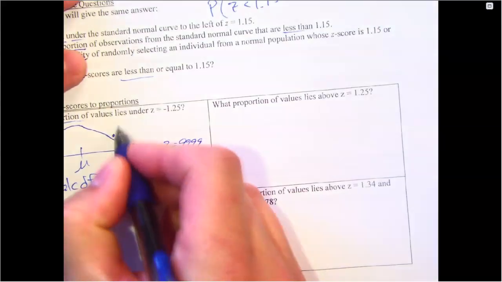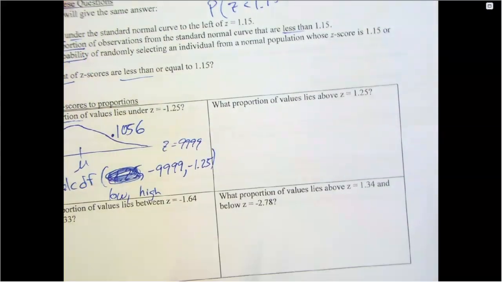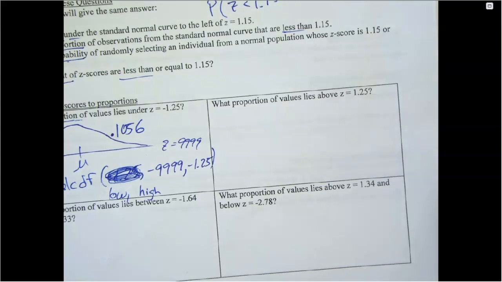The proportion of values is 0.1056. If you're not sure about rounding, put more decimal places rather than less. It's better to err on the side of too many decimals than not enough.